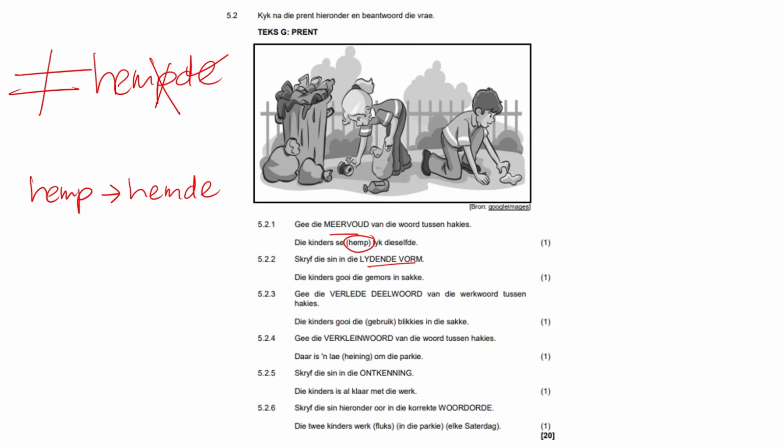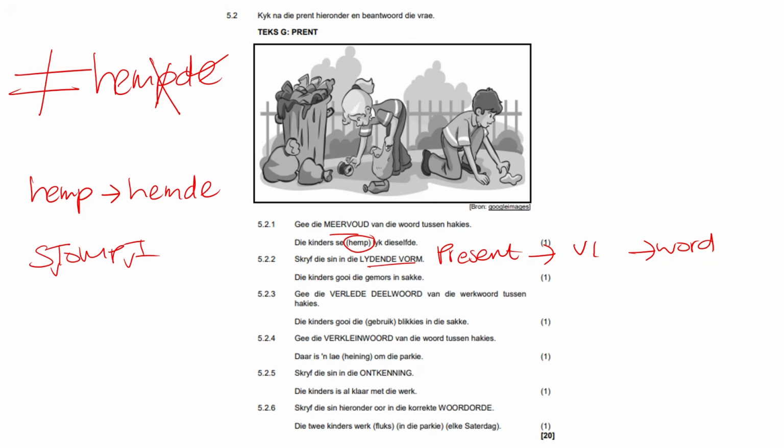Okay. Skryf die sin in die leidende vorm. I always say when it comes to leidende vorm, identify the tense your sentence is in. Die kinders gooi die gemors in sakke. That is clearly present tense. So now you automatically know that your verb 1 is going to be word. Okay, so that's in the back of your mind. Then you need to be able to determine your stompie, because when it comes to leidende vorm, your stompie needs to be impeccable, right? Because you're going to be swapping things around here.